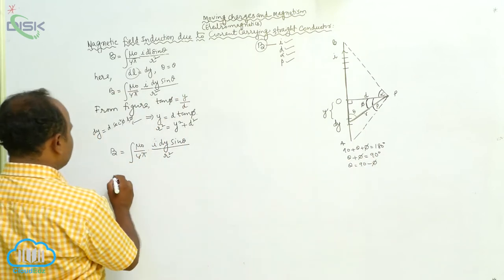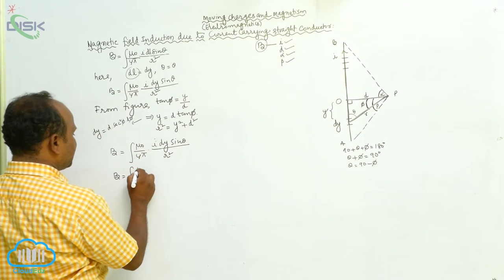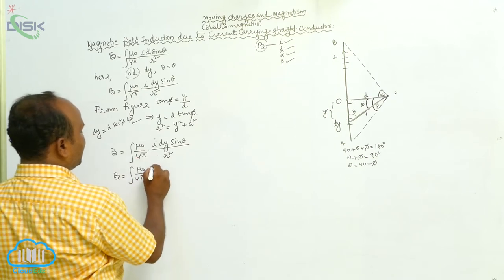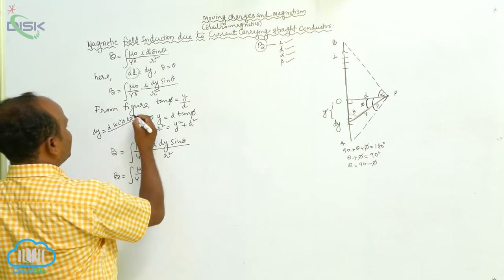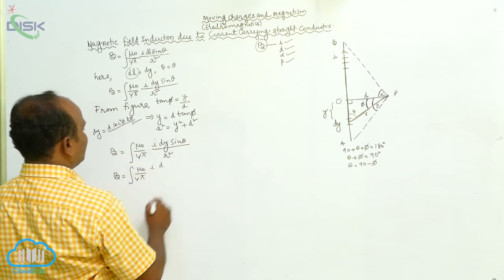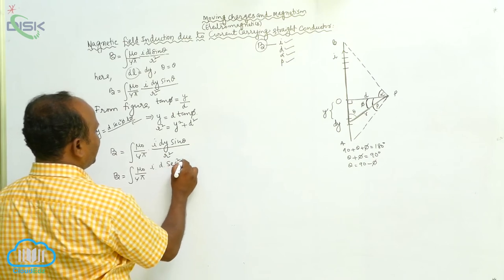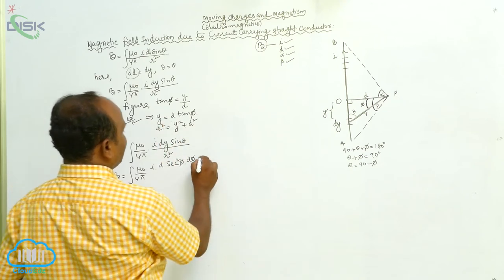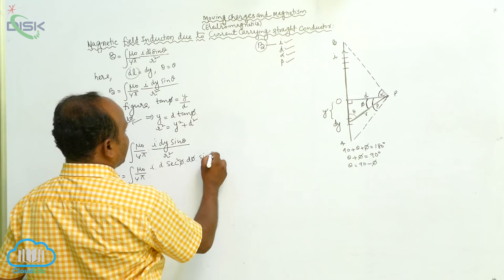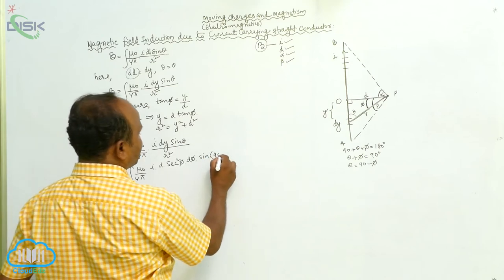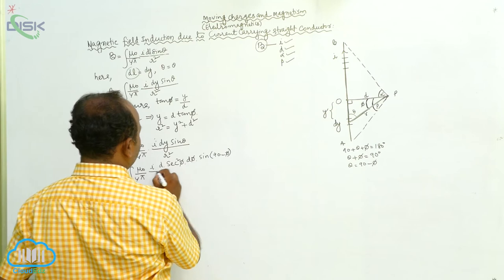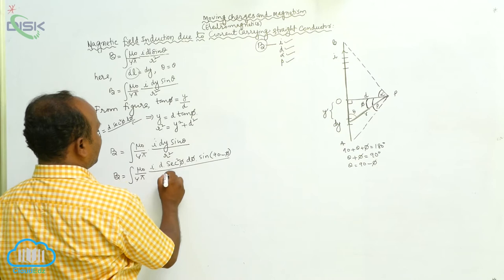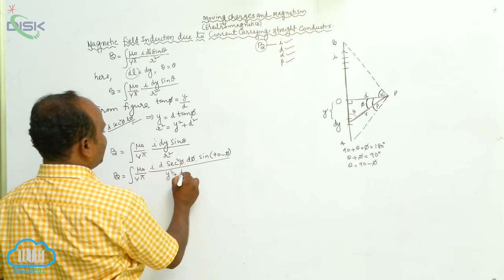Therefore, here B is equal to the integration of mu naught by 4 pi, I dy, where dy is equal to d into secant square phi d phi. Next, sin theta, where theta is equal to 90 minus phi, and R square is equal to y square plus d square.